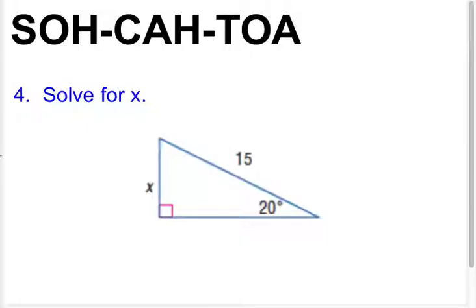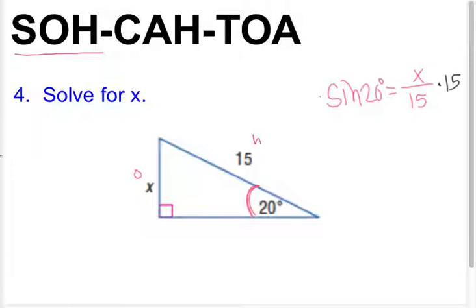Example 4, we need to solve for x. So I'm given that this angle is 20 degrees. So I have my opposite and I have my hypotenuse. Well, who uses opposite and hypotenuse? Sine does. So I would use sine of 20 degrees is equal to opposite x over hypotenuse 15. To solve for x, I would multiply by 15 on both sides. So x is equal to 15 times sine of 20 degrees.